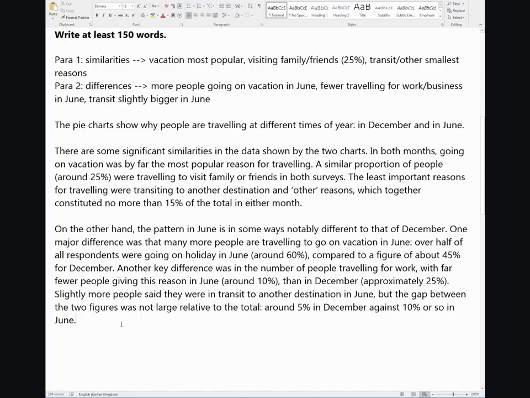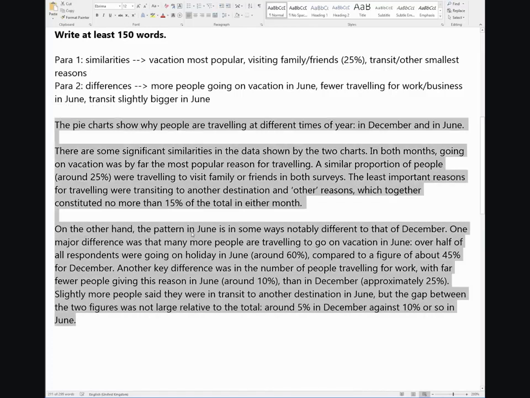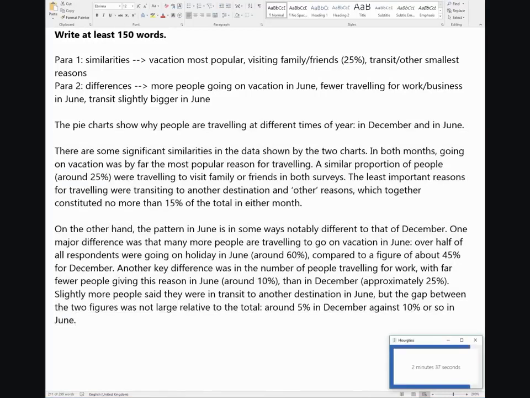Okay, now at this point I think I'm basically done. I've covered everything in my plan. I've written 211 words, which is, if anything, slightly long, but that's not a big problem. I've got 2.5 minutes left. Now I'm just going to look through and see if I can improve anything.